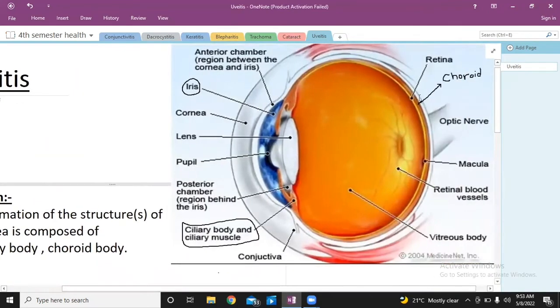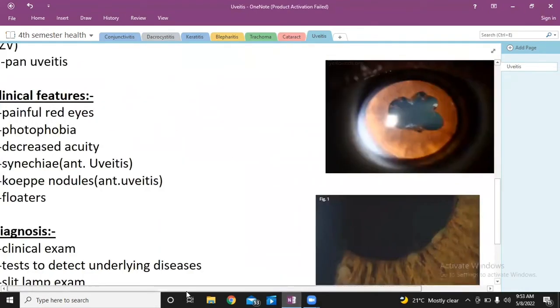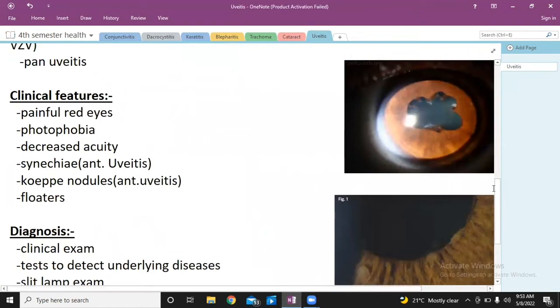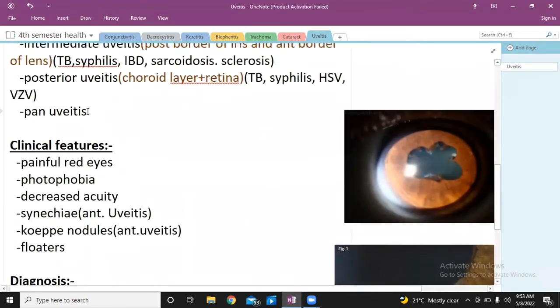But when there is inflammation of this layer, all of this posterior layer, it means that all of the posterior of the eyeball is being affected, and this is known as posterior uveitis. Okay. And then there is the last one, panuveitis. Panuveitis is when all of the uvea parts are affected.